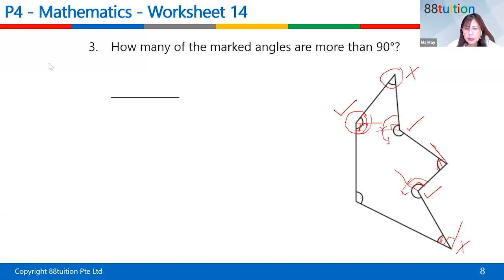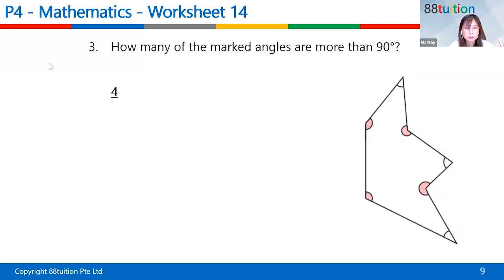And then finally, is this more than 90? Yes. This part here is about 90. And it goes beyond this point, it's definitely more than 90. So the answer is 4. And Charlene is correct.